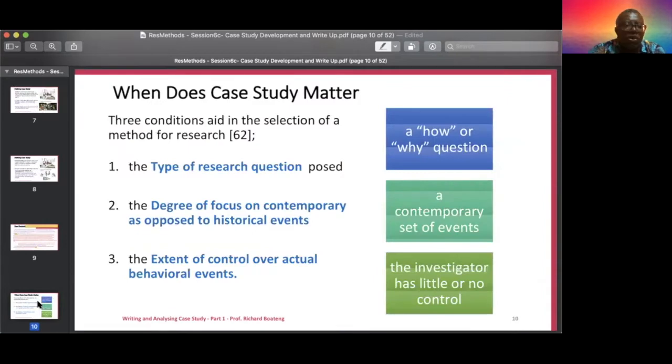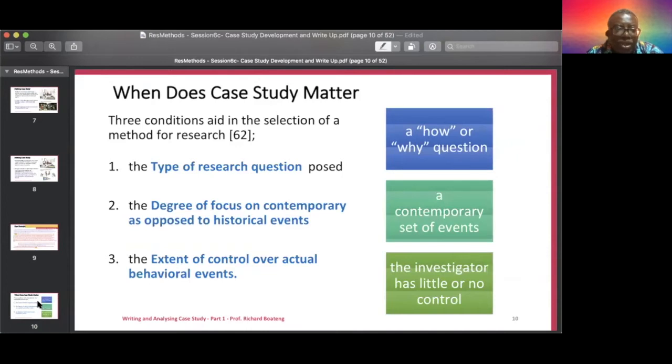So, when does case study matter? Case study tends to matter because of three key reasons. One, depending on the type of question you are asking. Yin explains that case study is very suited for questions in which you are seeking the how and the why. Now, a how and a why question gives you the opportunity to tell a story, a how and a why.